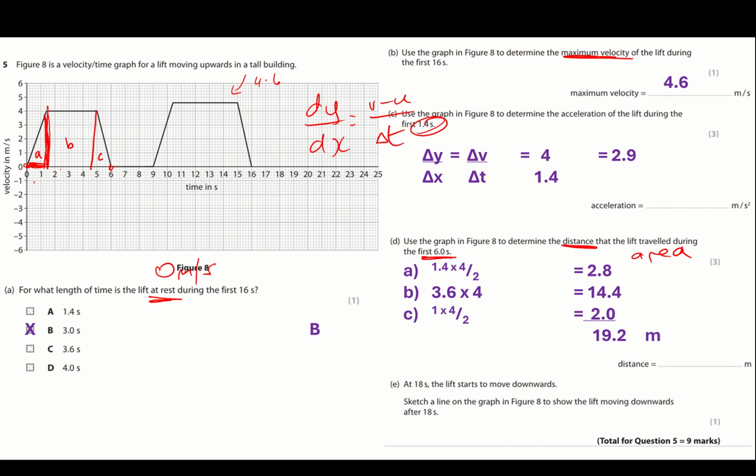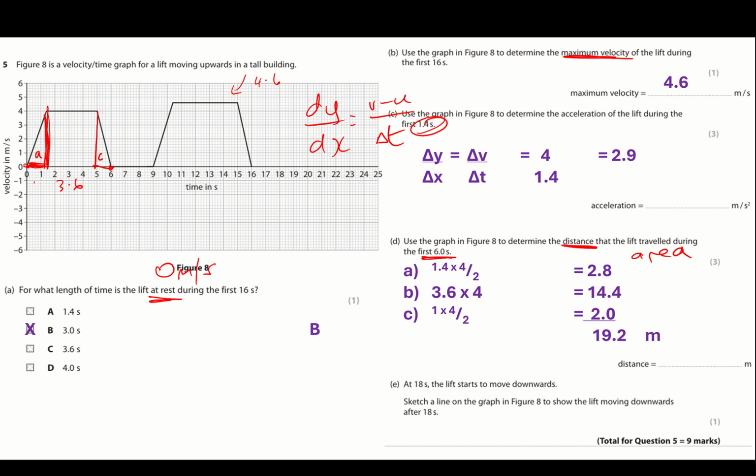The next one, this is a change of 3.6. This is a change of 4. Multiply it together, don't divide by 2. It's not a triangle. 14.4. And then the C, and I'll just get rid of some of the scribblings now. We're then left with 1 times 4 divided by 2 is 2 meters. Add that all together, 19.2 meters. So I hope that makes sense.